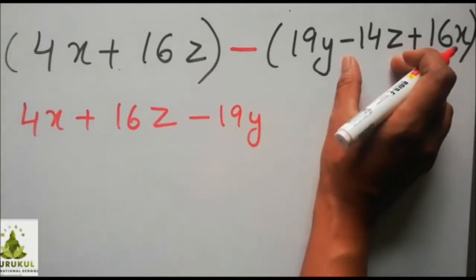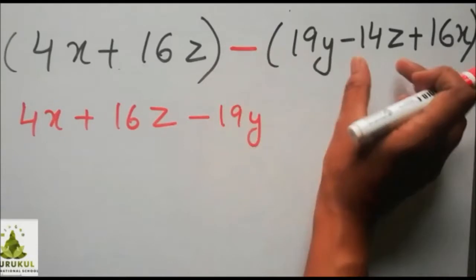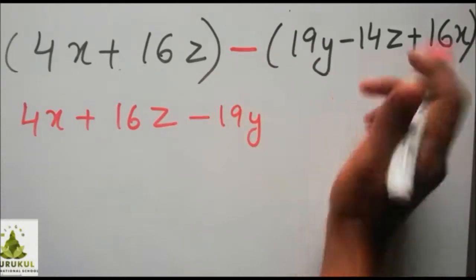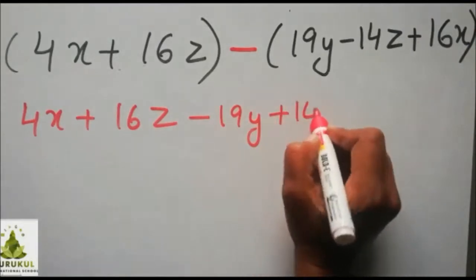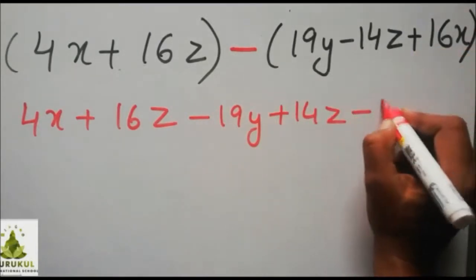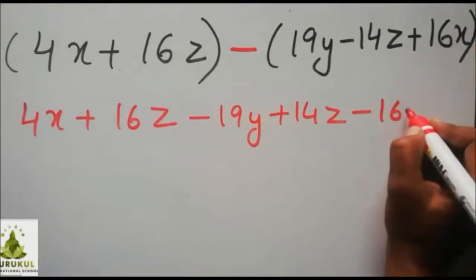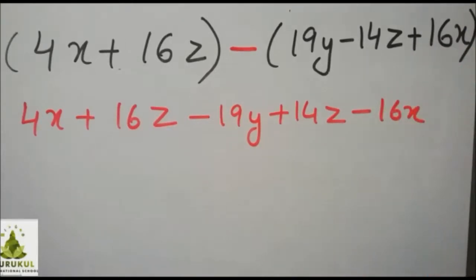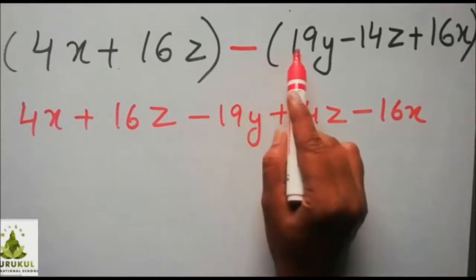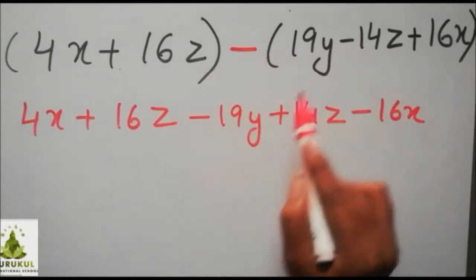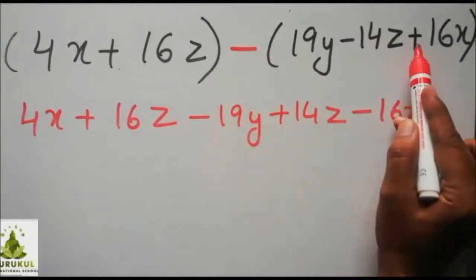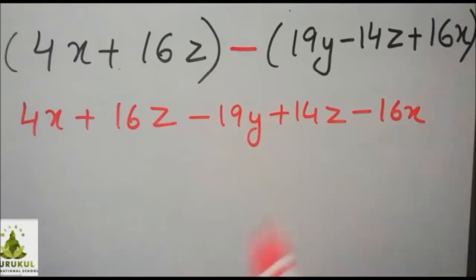Why are we taking the opposite? Because here it is a minus sign. So take the opposite, that is the rule for subtraction. So it is plus 14z. And here it is plus 16x, so the opposite is minus 16x. Is this much clear? Or you can open the bracket this way: minus into plus, minus 19y, then minus into minus, plus 14z, then minus into plus, minus 16x.